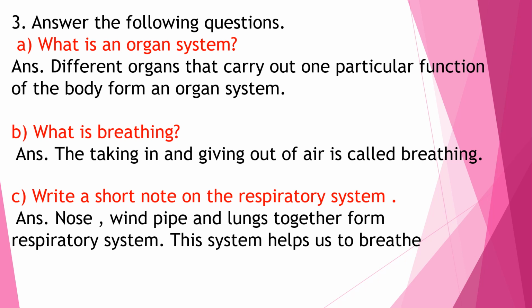Children, here we need to explain about respiratory system. The answer is nose, windpipe and lungs together form respiratory system. This system helps us to breathe. The respiratory system is the network of organs and tissues that help you breathe. It includes your airways, lungs and blood vessels.